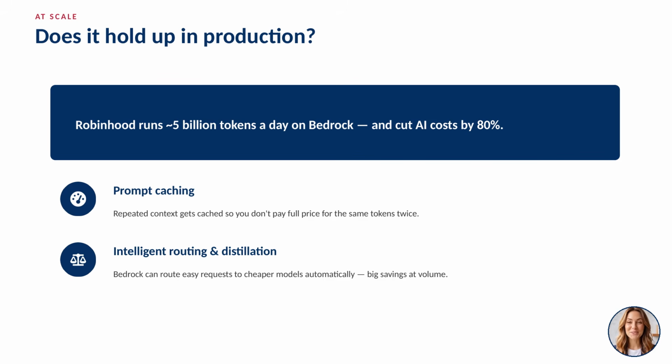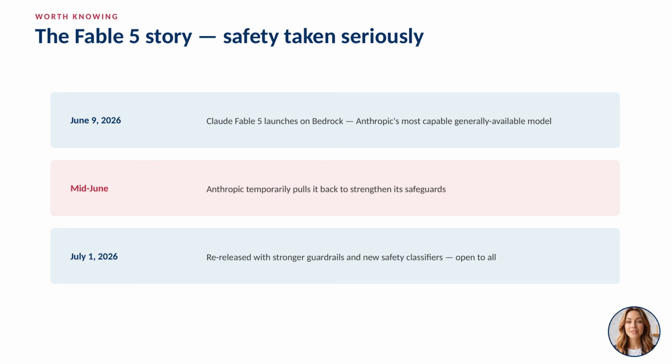Boring is good. One recent story worth knowing because it tells you something about how this ecosystem operates. Claude Fable 5 launched on Bedrock in early June, the most capable model Anthropic had ever made generally available. And then, mid-June, Anthropic did something unusual. They temporarily pulled it back to strengthen its safeguards. On July 1st, it returned, with stronger guardrails and new safety classifiers, open to everyone again.